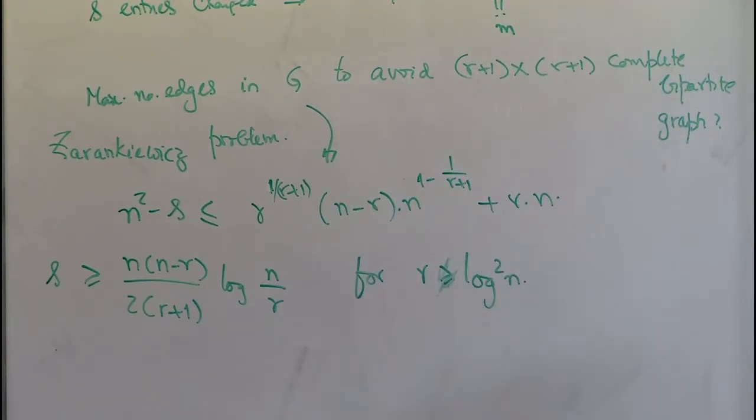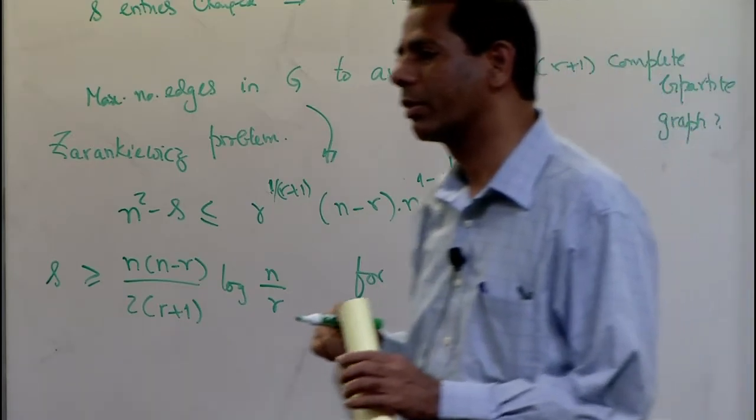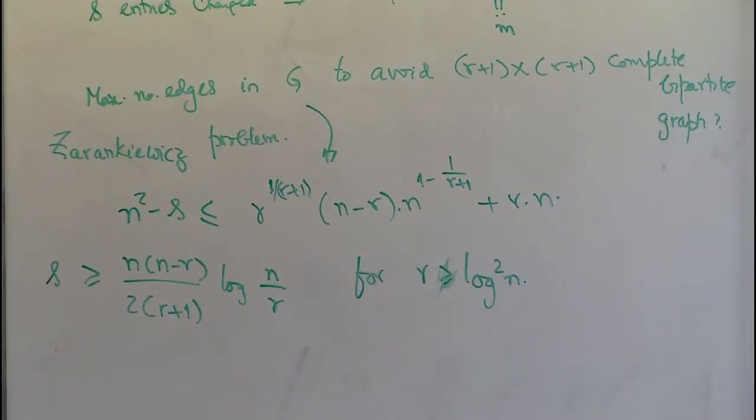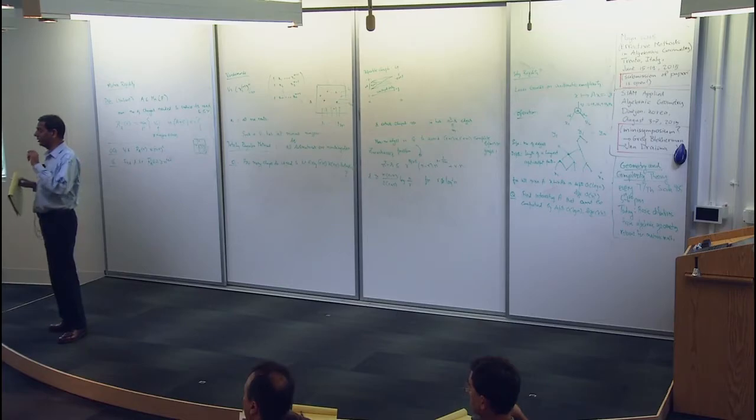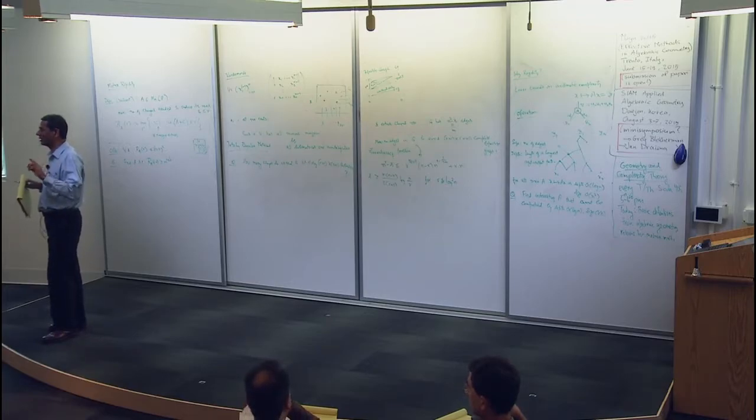With a certain probability? No, absolutely no probabilities. I think I'm missing something. I have a bipartite graph, and I want to figure out the maximum number of edges in that graph that I can remove and still leave an R plus 1 by R plus 1 complete bipartite graph. Not leave, actually. You want to not have any R plus 1 by R plus 1 bipartite graph. I see. That's forbidden. R plus 1 by R plus 1 is forbidden. Yes.